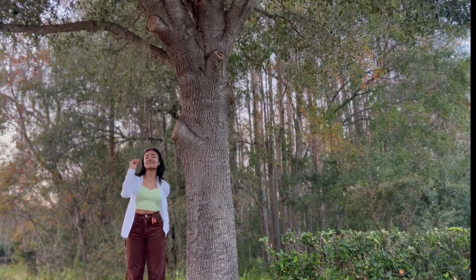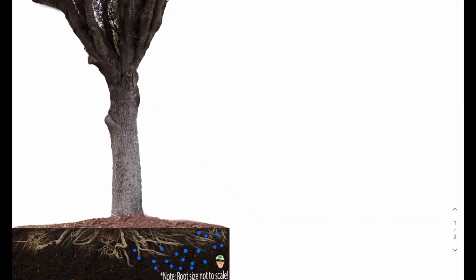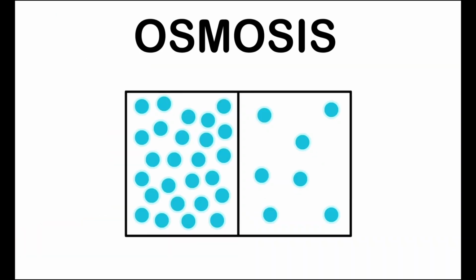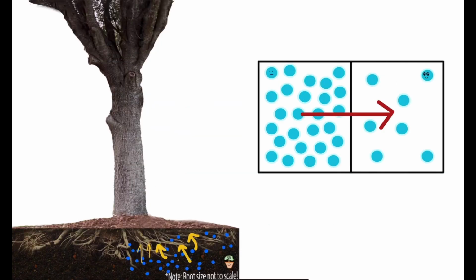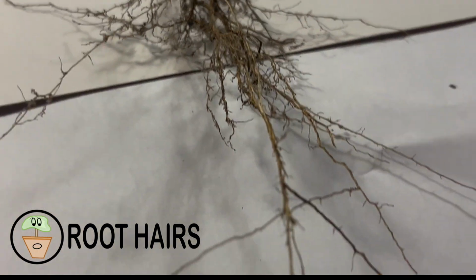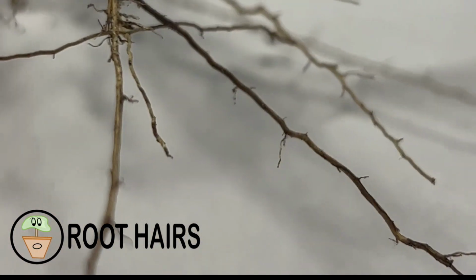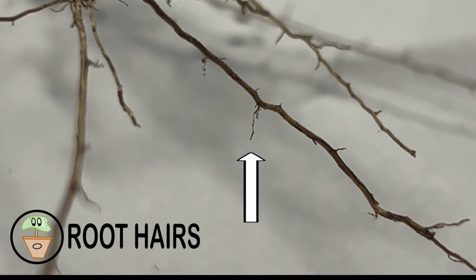Transpiration begins when the roots absorb water from the soil via osmosis. Osmosis is the process by which water particles move from an area of high to low concentration. Since the soil has a higher concentration of water than the plant, the water will move from the soil toward the plant. Root hairs on the root maximize water uptake by increasing root surface area.